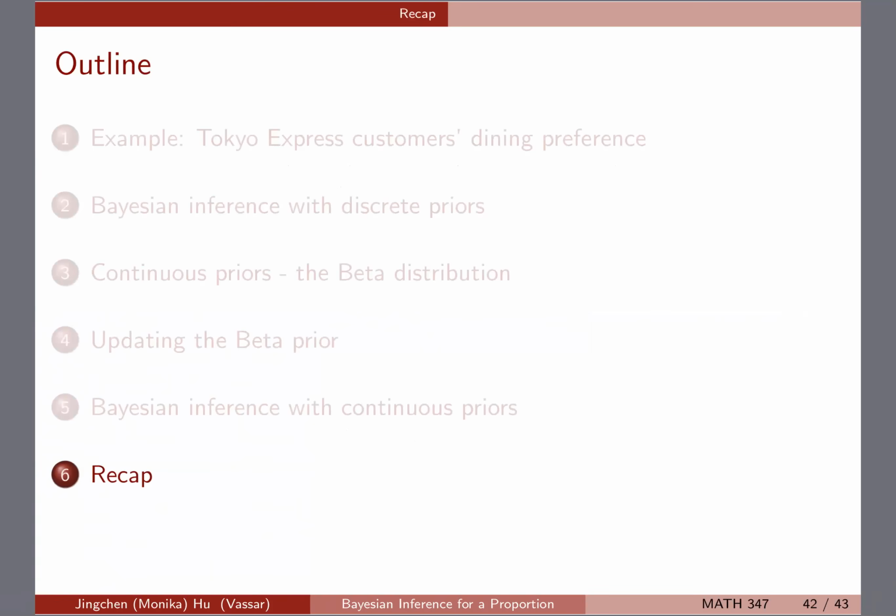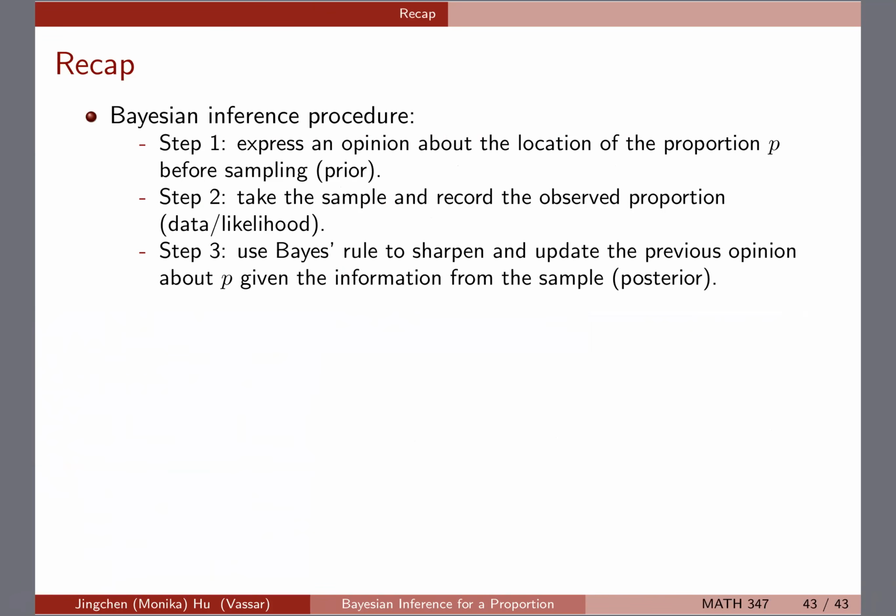All right, to recap, it's pretty straightforward. We talked about the 3 general steps in Bayesian inference. The prior depends on how you come up with it, but you need a prior for the unknown parameter, in this case the proportion. Step 2 is the data likelihood part: you need to know the data model that you're going to use, and of course you have to take or obtain the sample in some way. The last step is to use Bayes' rule.